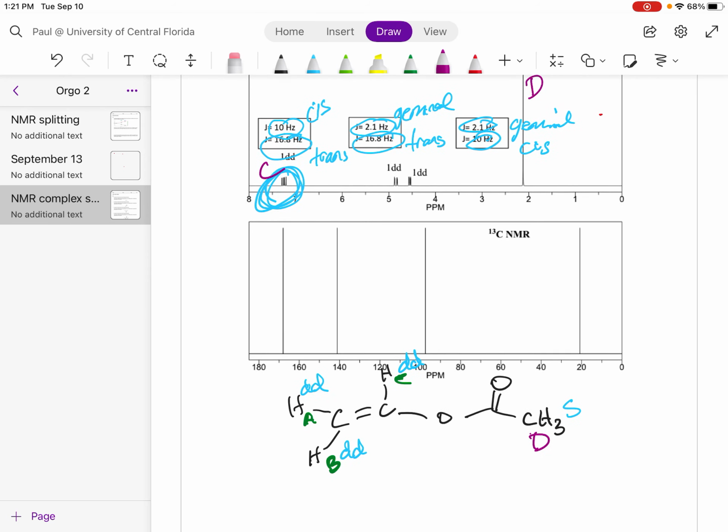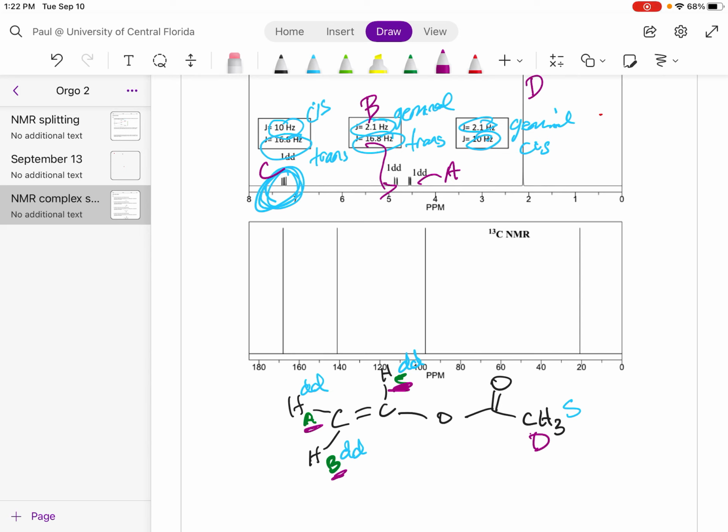Then if we look at this signal right here, what do we have? A geminal and a trans. So HB is geminal to HA and trans to C. So that signal would be B. And then proton A is geminal to B, but cis to C. So that has to be proton A. Just like that.